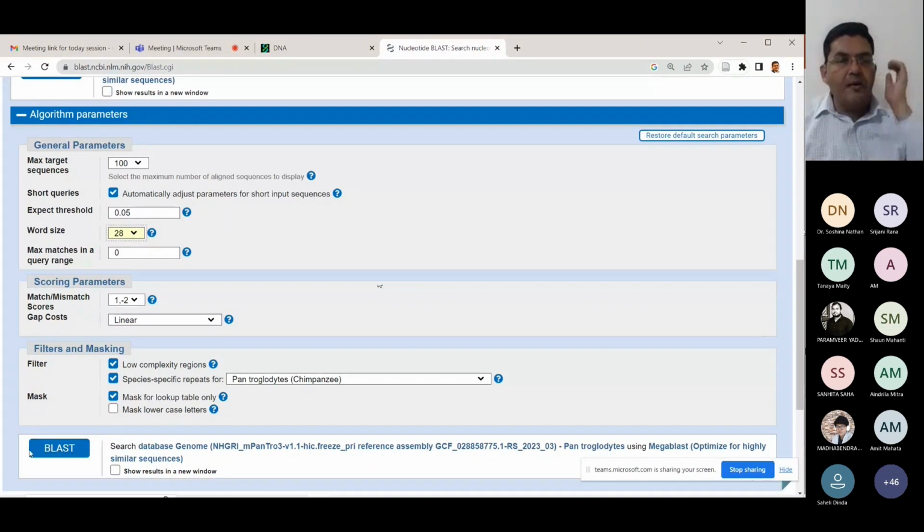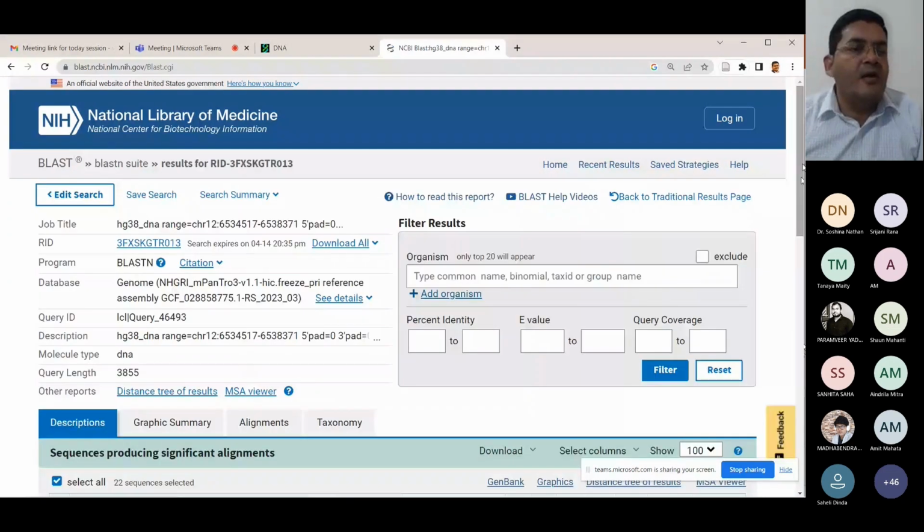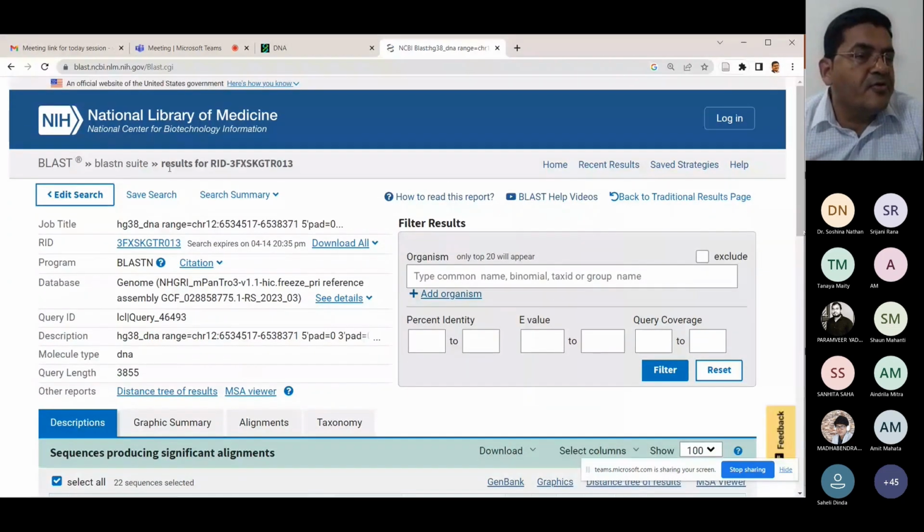So this is the button that will take you to submission of your sequence for comparison with the chimpanzee genome. So here we are. If you see, this is the results page. First on top, there is a job title. So this has been taken from your def line of the FASTA sequence, right?